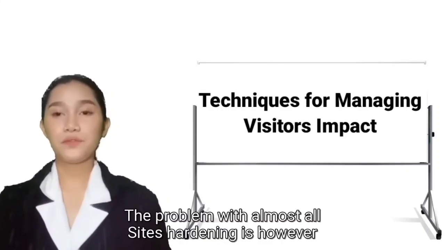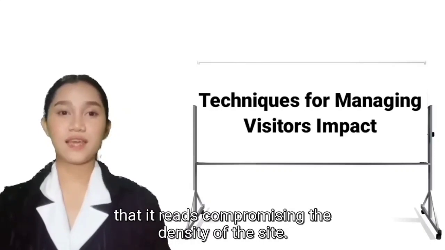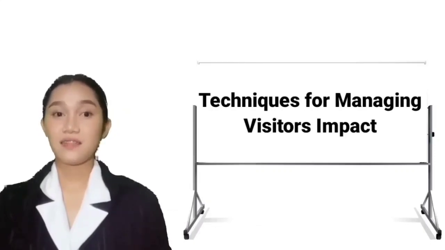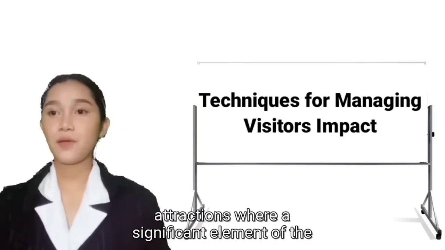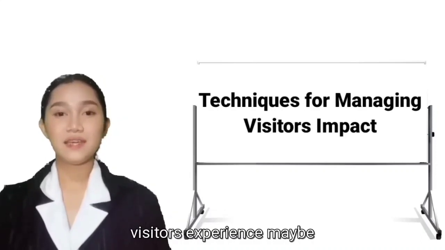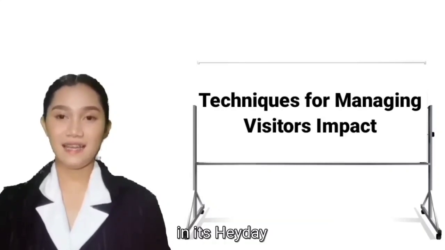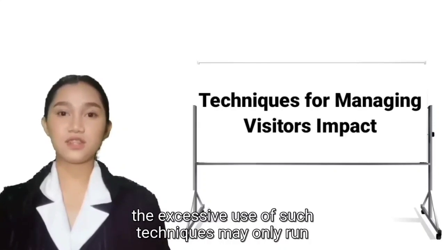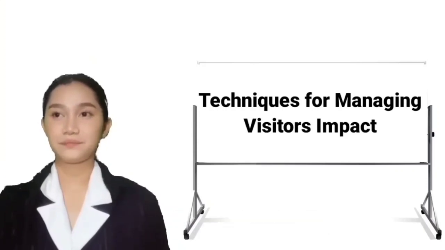The problem with almost all site hardening is, however, that it risks compromising the authenticity of the site. This may be a particular problem at heritage-based attractions, where a significant element of the visitor's experience may be to gain an insight into how the property may have looked in its heyday. The excessive use of such techniques may run counter to the conservation objectives of the owner of the site.